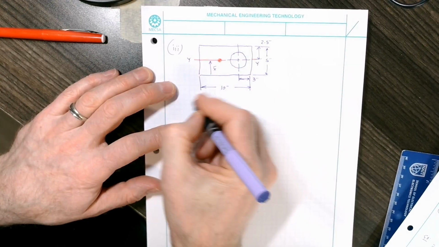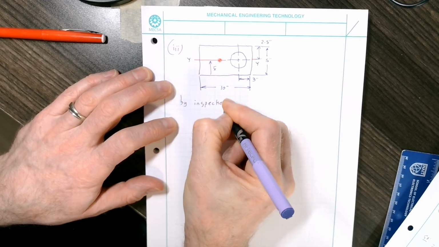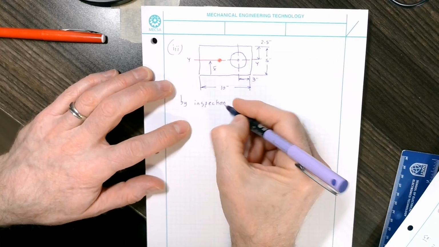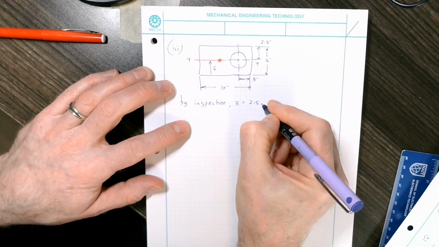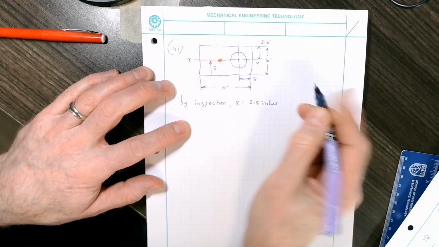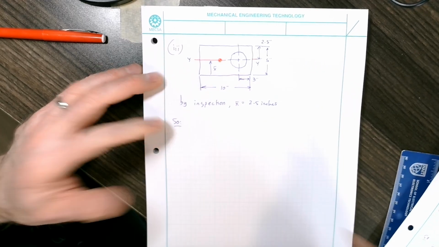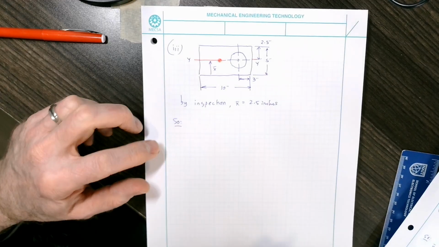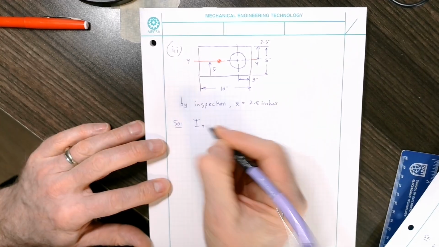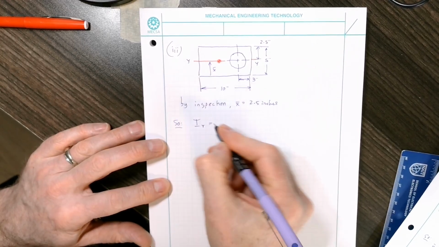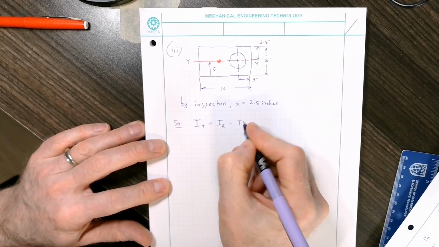By inspection, due to symmetry about that axis, X bar is 2.5 inches. It's right in the middle. So then I don't need to calculate the centroidal axis. It's an easy one. Now IY, the moment of inertia about that axis, is I of the rectangle, and I'm going to put the negative here, minus I of the circle.